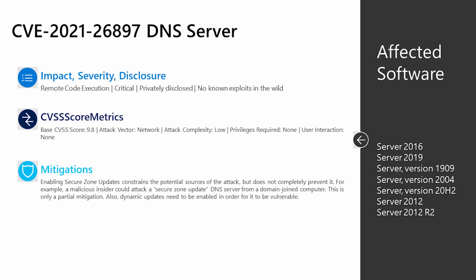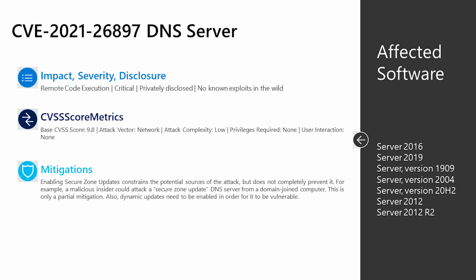The first CVE we'll be talking about today is CVE-2021-26867, and this is with DNS Server. There's actually 5 separate vulnerabilities being addressed this month in the DNS Server stack, but we'll talk about this one because it's representative of the set. This is a remote code execution vulnerability, listed as critical, privately disclosed, no known exploits out in the wild. As we can see on the right, it's all supported versions of server from 2012 all the way up to 2019 and the newer versions of server.